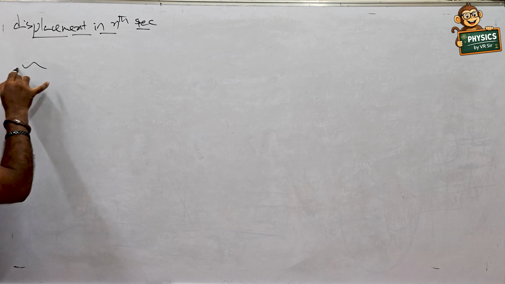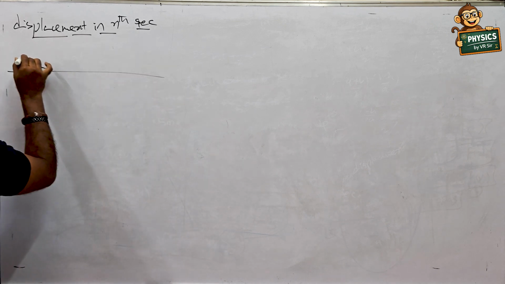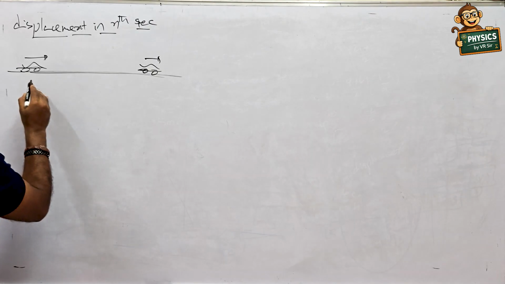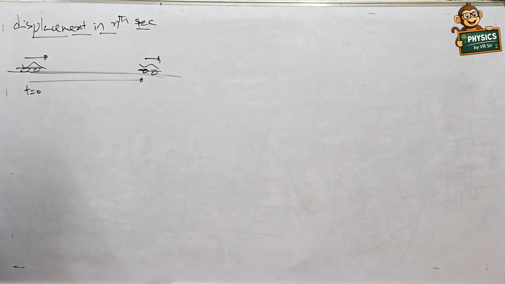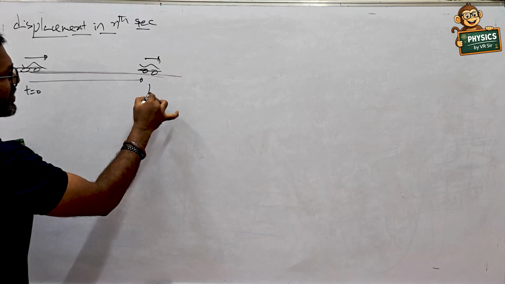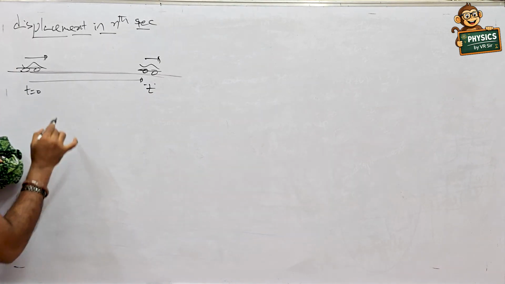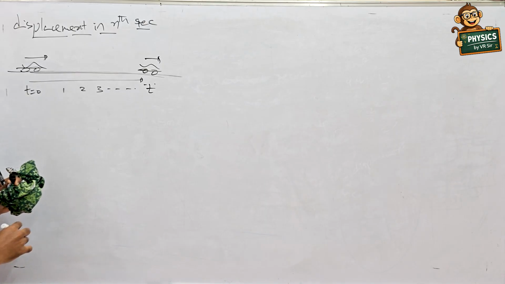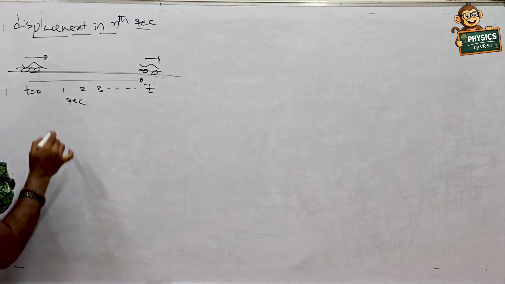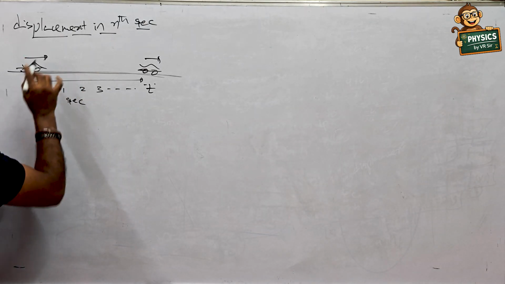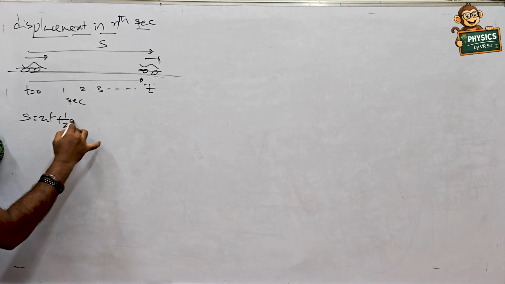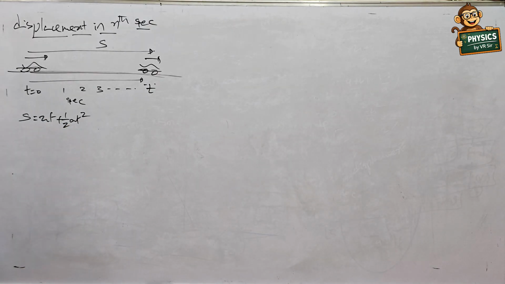Now to understand this, let us take a vehicle that is moving. It started moving from t equal to 0, and at t equal to 1, 2, 3 and so on up to t seconds, the object has covered the distance which we call s. So what is the formula for s? It is ut plus half at square.